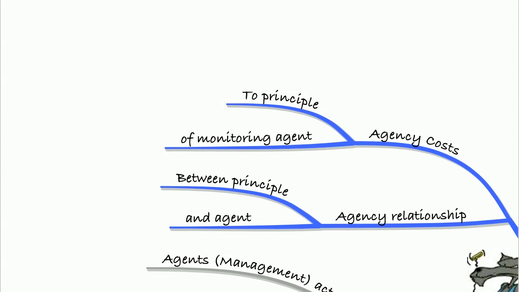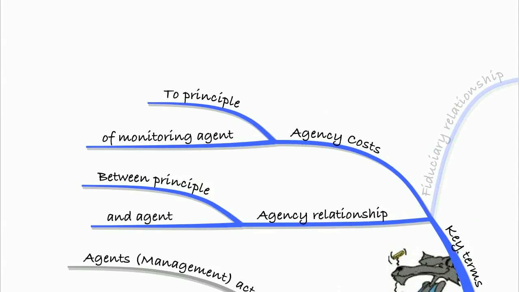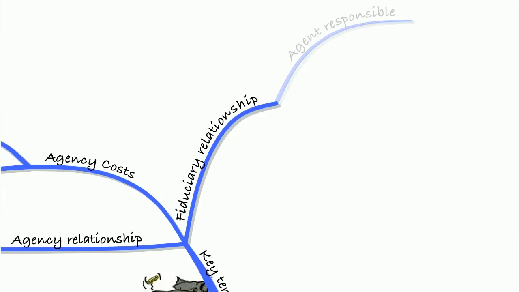The agency relationship is an example of a fiduciary relationship. So this is where the agent is responsible to the principal. So a fiduciary relationship means that you've got some responsibilities. And in this case, the agent is the one who's responsible. They're responsible to the principal. They answer to the principal and have a duty of care to that principal.